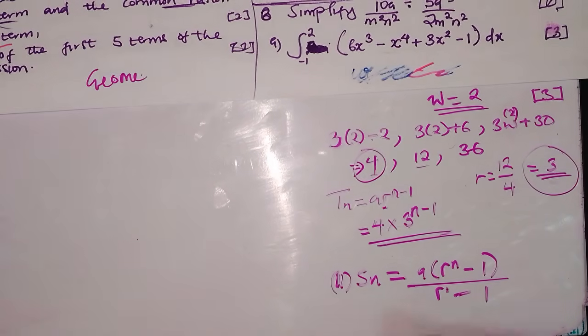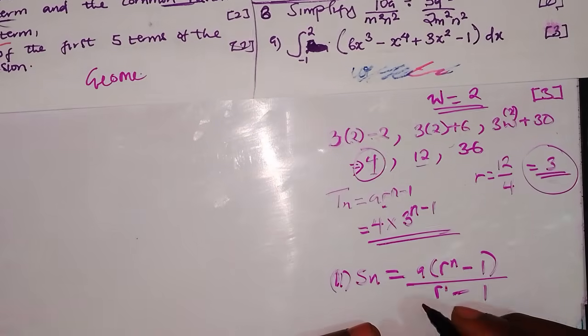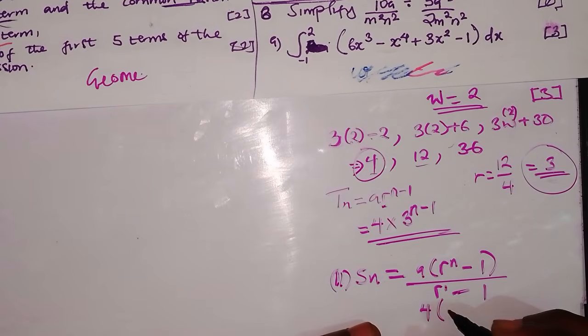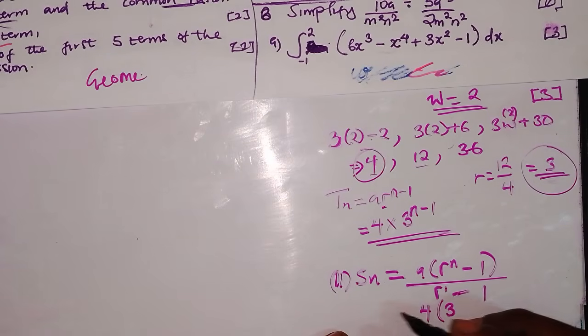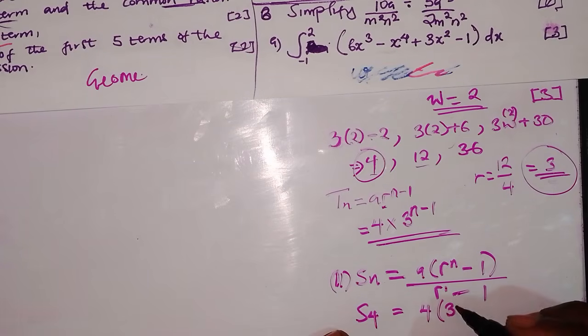So what is our A? Our A is 4. What is our R? Our R is 3. What is our N? We are calculating the sum of the 4 terms. So you say 3 to the power 4 minus 1 divided by 3 minus 1. So here it will give us 4.